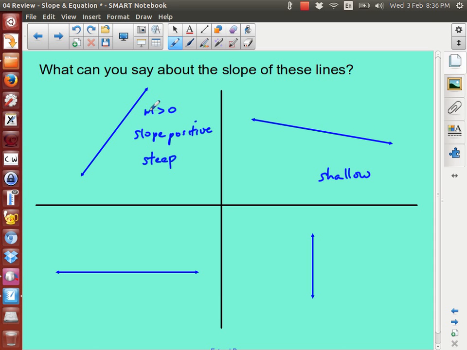And what else can I say? Well, this one is not going up to the right. This line is going down to the right. So if it is going down to the right, then we would say the slope is less than 0, or the slope is negative.